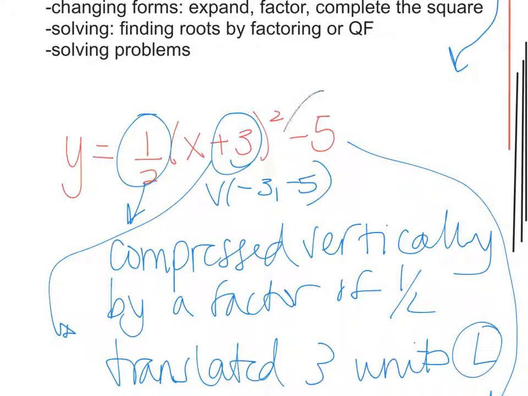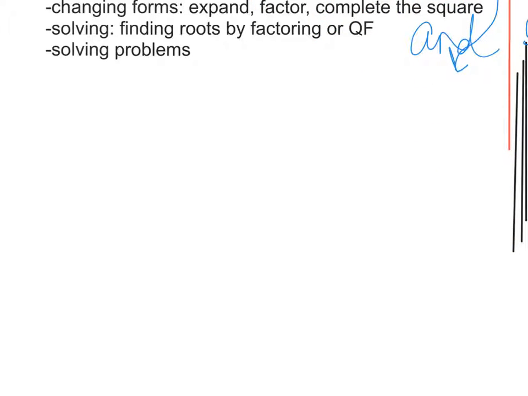That's my -5 over here. So those are the transformations from this given equation. Now let's bring back our graph that we had here earlier.